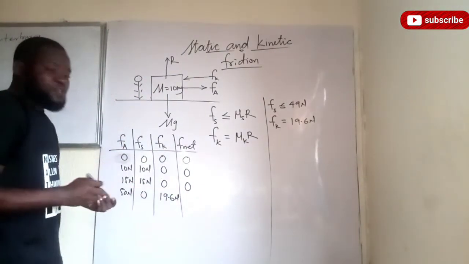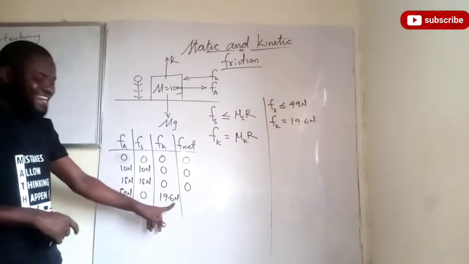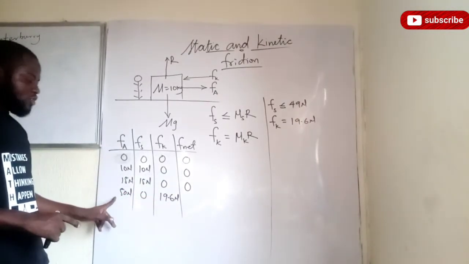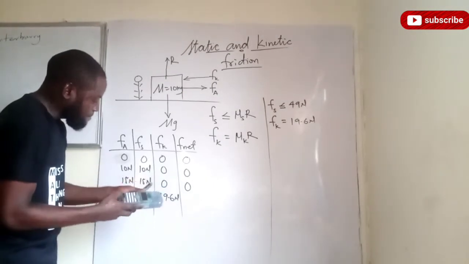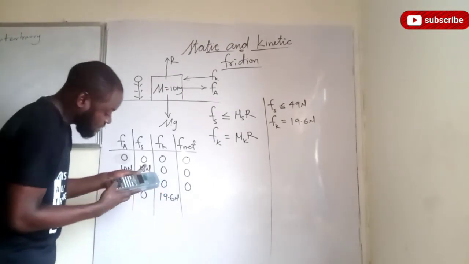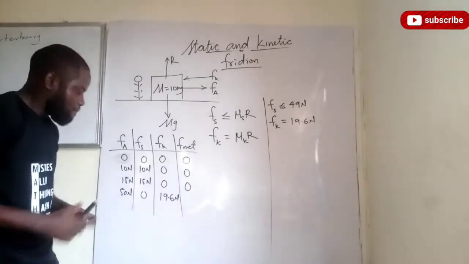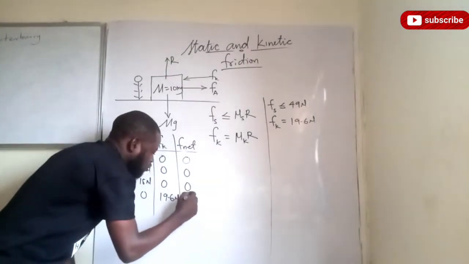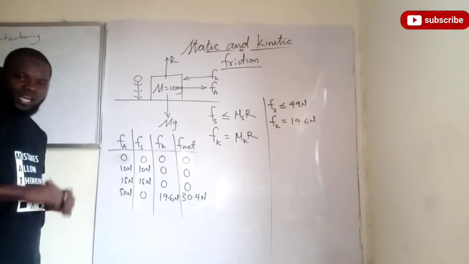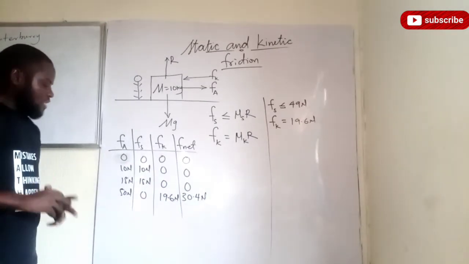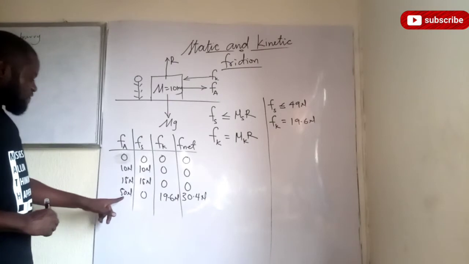Then what is going to be our net force? Since the kinetic friction is opposing the motion of the object, we are going to have 50 minus 19.6, and that will give us 30.4. So the net force is going to be 30.4 Newton. Are we making sense?